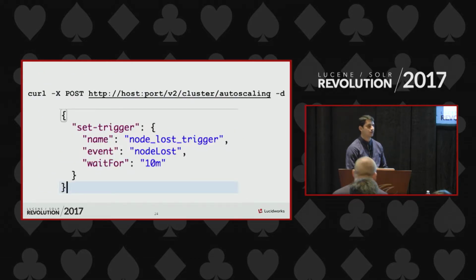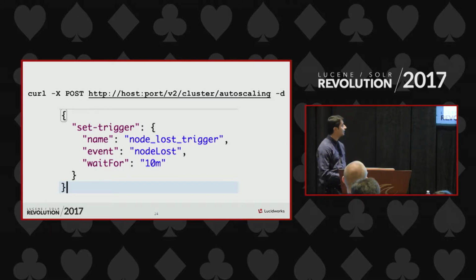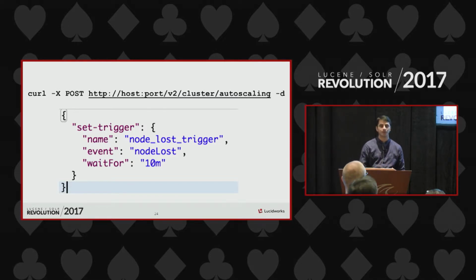This is how you create a trigger. Again, this is the same autoscaling API, but we have a new command which says SetTrigger. You have a trigger name. You have the event on which you want to listen. Right now, there are two supported events, node lost and node added. And then you have a parameter which says wait for. This is an optional parameter, but it's a recommended one because sometimes, due to a large garbage collection pause or something, a node might, for a very brief period, go away from the cluster and then come back. You don't want these events to be firing. You don't want to start moving or adding replicas based on that. You actually wait for things to stabilize before doing something about it.